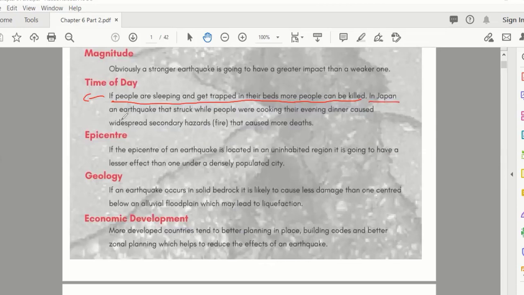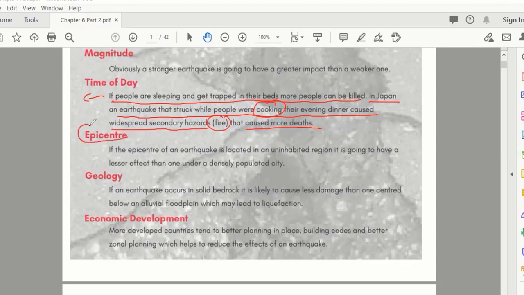For example, in Japan, an earthquake that struck while people were cooking their evening dinner caused widespread secondary hazards that caused more deaths. At that time, people were cooking, which means they were near the fire. When the earthquake came, the fire also killed a lot of people. So the time at which the earthquake comes also decides how much damage it will create.